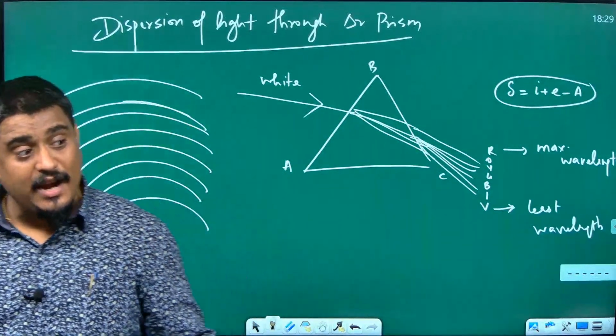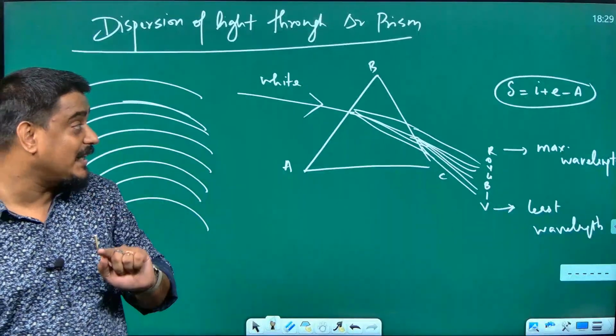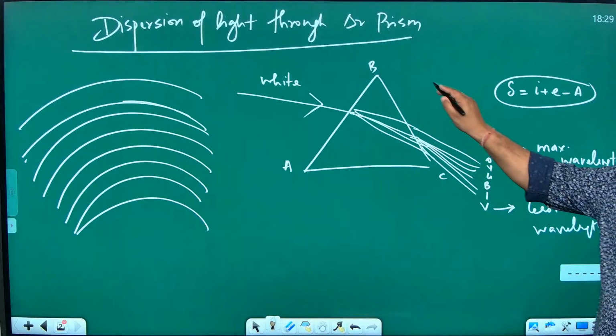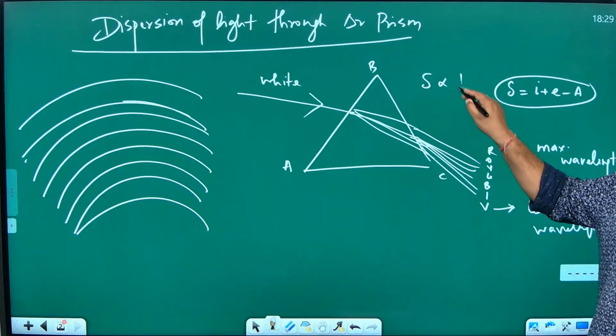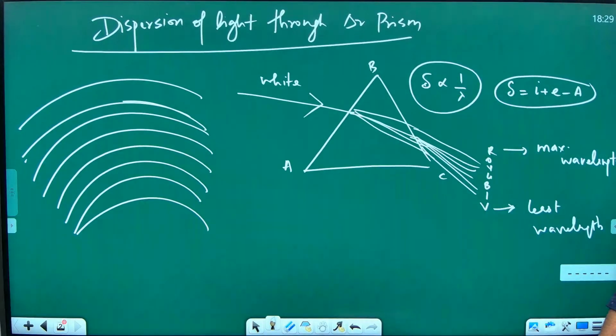Since red light had maximum wavelength, it has the least deviation. You will understand this again in 12th standard, where they will teach you that the angle of deviation is inversely proportional to the wavelength of light. This you will be learning in higher class only. It means more the wavelength, less the deviation. Less the wavelength, more is the deviation.